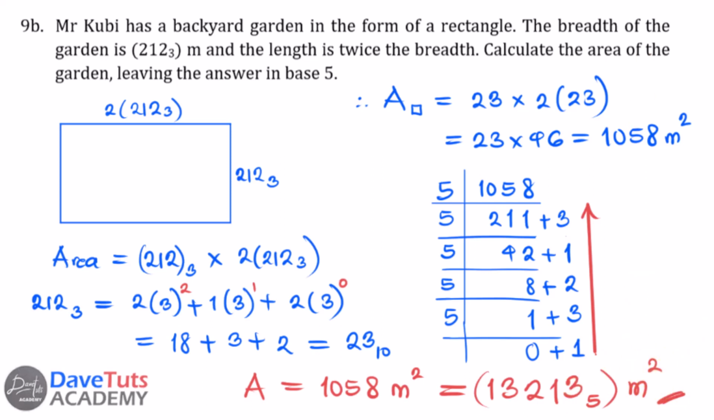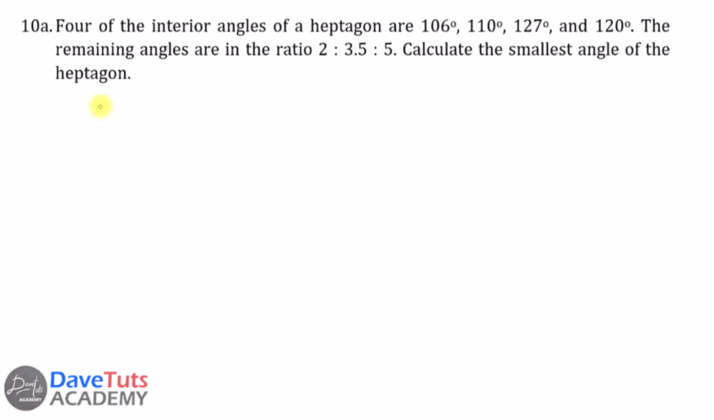All right. For this question on mensuration, we are told that 4 of the interior angles of a heptagon are 106 degrees, 110, 127, 120 degrees. So first, you need to know what a heptagon is. Now, the remaining angles are in the ratio 2, 3.5, 5. We have to calculate the smallest angle of the heptagon.